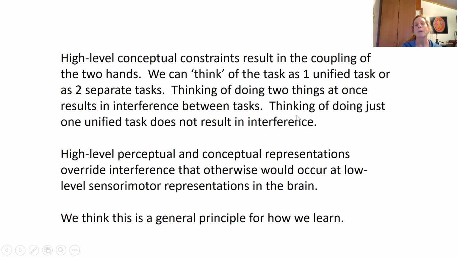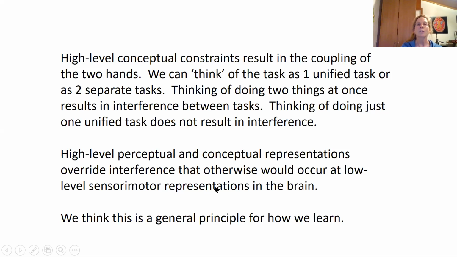For example, if I'm thinking of opening a jar, I'm certainly not thinking of my one hand holding the jar and my other hand moving in a direction that's opposite what the holding hand is doing. I'm thinking of one thing, opening a jar. It's a very high level unifying constraint. High level perceptual and conceptual representations override interference that otherwise would occur at low level sensory motor regions in the brain, just like an experienced pianist.